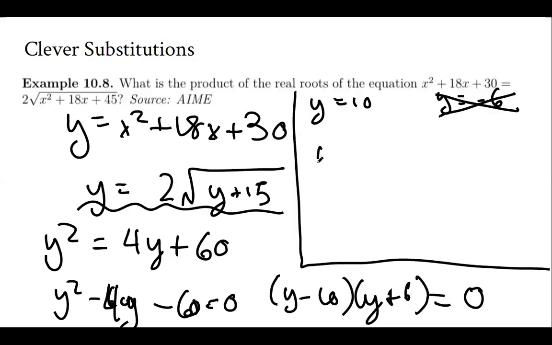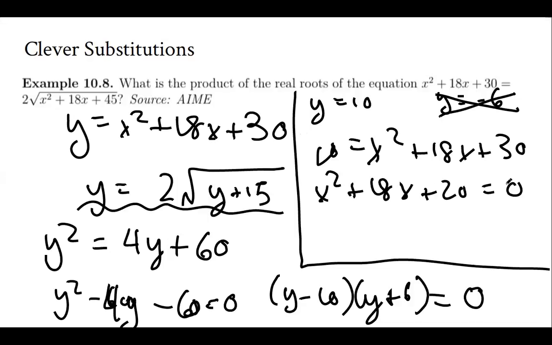If we plug this back in, we have 10 equals x squared plus 18x plus 30. And solving this gives us... is there a way to factor this? Oh wait, never mind. We're trying to find the product of the real roots. Sorry. So if you know Vieta's formulas, then the product is just 20 over 1. Well, you can also find the roots manually using the quadratic formula, and that will also give you 20 as the product. So in this example, substitution helped make everything a lot simpler and easier to solve.